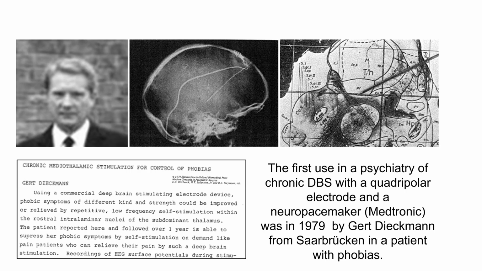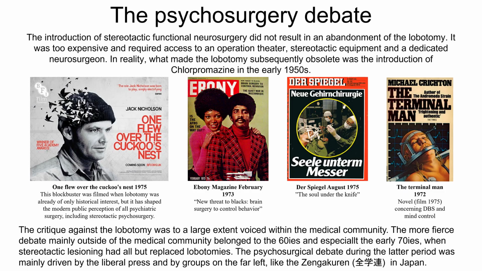The technological development progressed, and the first use of chronic DBS with a quadrupolar electrode and a neuropacemaker was by Gert Dieckmann from Saarbrücken in 1979 in a patient with phobia. However, DBS for psychiatric disorders was at this time a marginal phenomenon of very little impact. And it ended with the so-called psychosurgery debate.